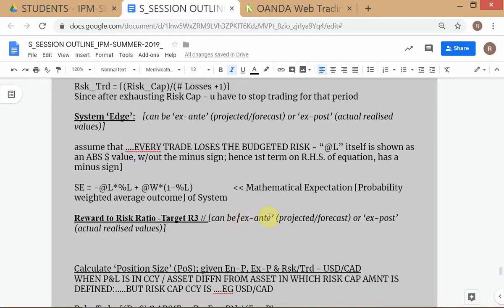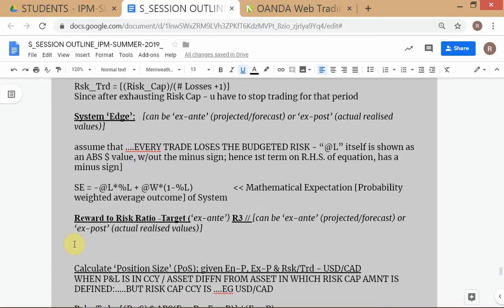Target is always ex ante. That is kind of obvious, no? If I say my target is to make $5 million, that's obvious. Target is obviously an ex ante figure. It's a forecast. If you have already hit the target, you say I made $5 million. You don't use the word target, or you say I achieved my target. So target is always that. I have talked about this earlier. I'm just going to call it R3 because I don't want to keep saying this long expression, reward to risk ratio.